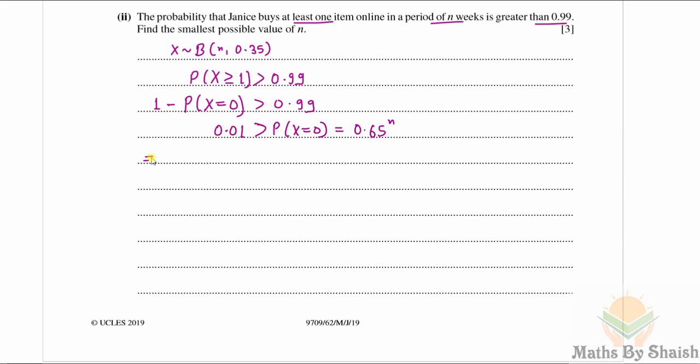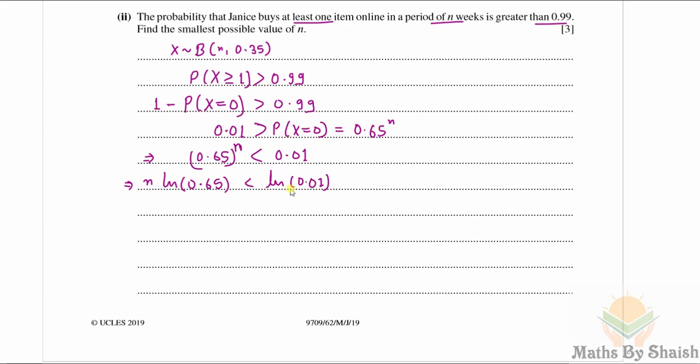So this can be written as 0.65 raised to the power n is less than 0.01. Now we need to find the value of n. We can use the log, and trial and error as well. So let's find out by the log first, and then we'll discuss the trial and error method. If we take the log both sides, it is going to be n times natural log 0.65 is less than ln of 0.01.